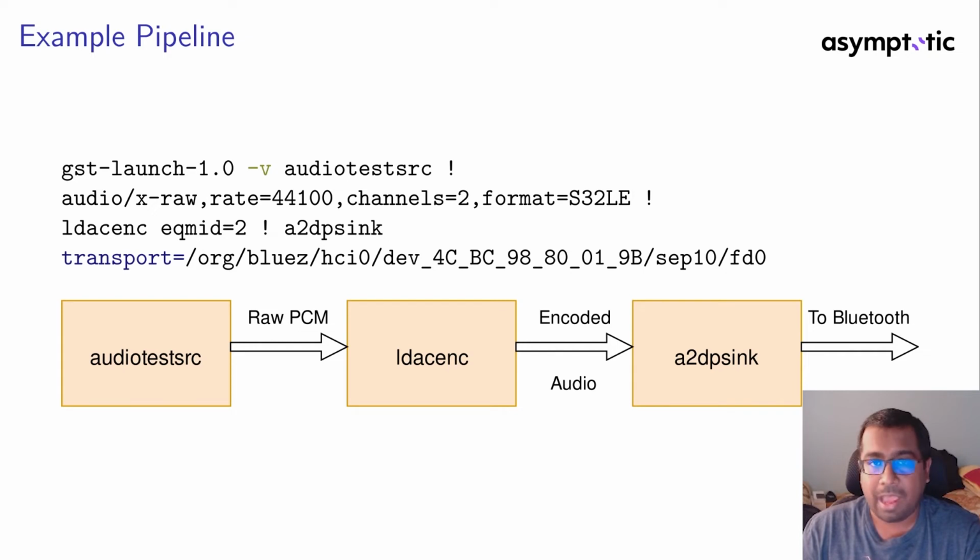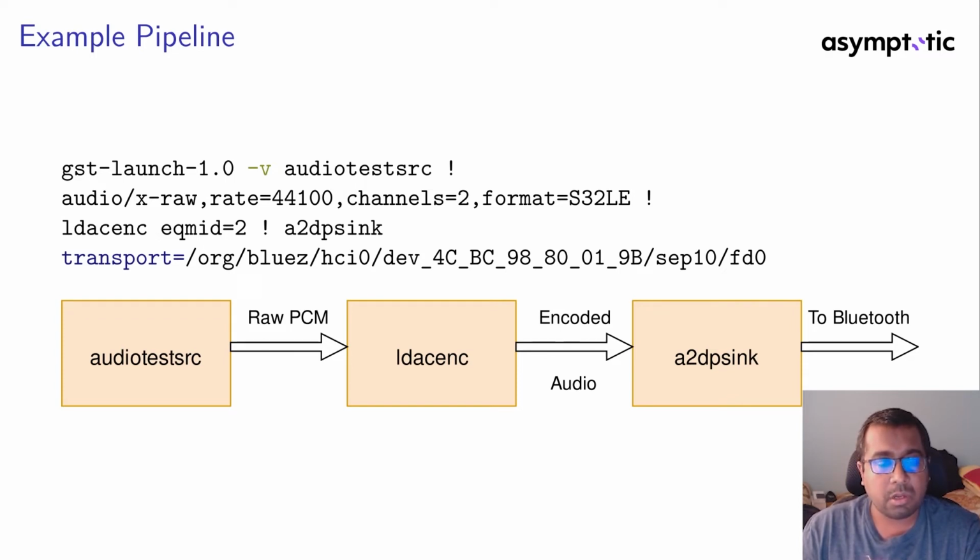-v is just a flag telling GStreamer that I want verbose output. Then we have our audio test source element, which gives us the test sine wave tone and basically the raw PCM audio data. Now, element descriptions in the pipeline are separated by exclamation marks.